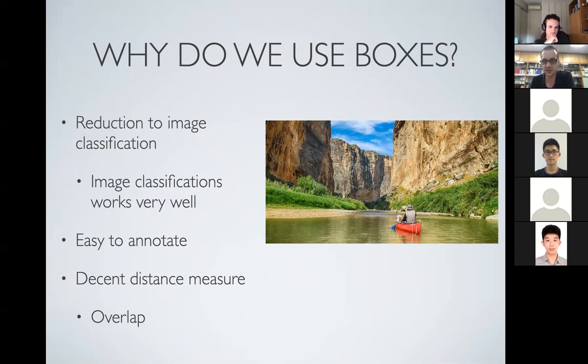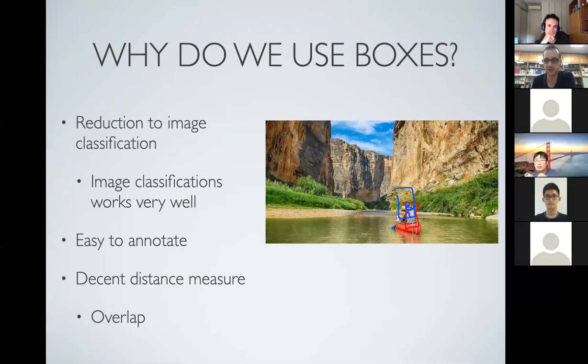Boxes are also very easy to annotate. I think, if you train an average Turker well and give them the right interface, you can do it within 3 to 5 seconds per box. And boxes also give you a decent distance metric in terms of overlap. So let's say this is the ground truth box that you wanted to annotate, if you predict something like this, the overlap between the two boxes here gives you a good measure of how close you got to what you should have predicted. Now, this is the nice part of using boxes.